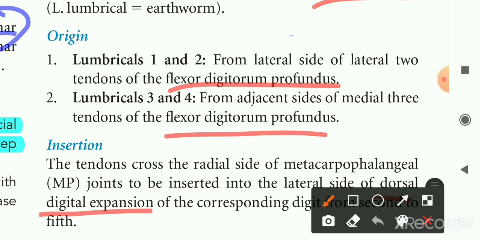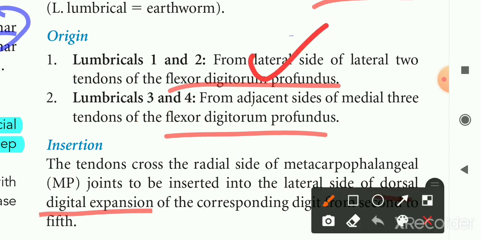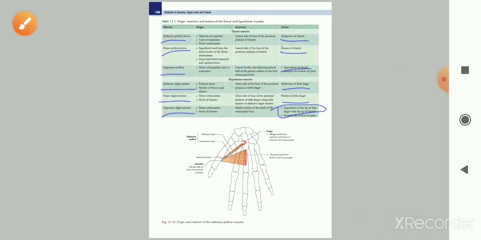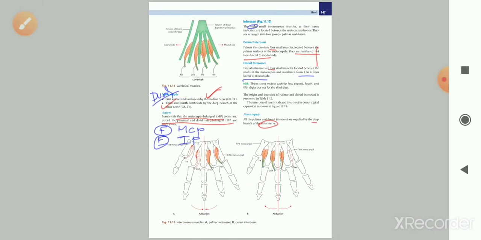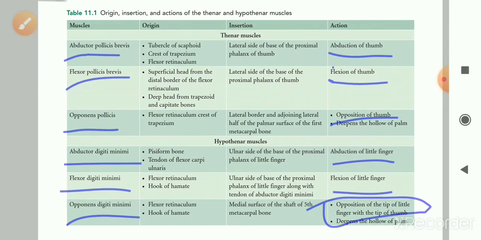The lumbricals don't get origin from a bone, and they don't insert into any bone. Look at that. It is originating from the tendon of the flexor digitorum profundus, and it is inserted on the dorsal digital expansion on the dorsal aspect. Here is the table where you can see the actions of these thenar and hypothenar muscles.